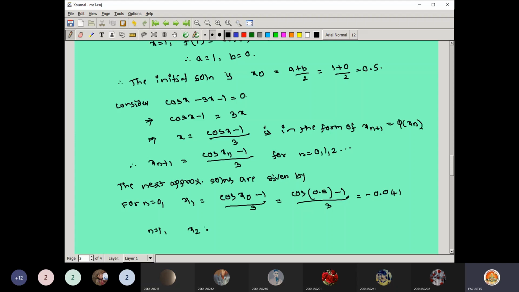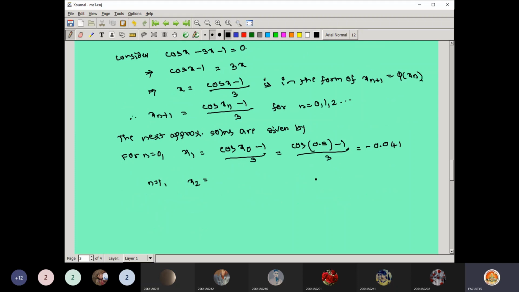So that you are getting x2 equal to left side. In your expression, I am just substituting cos of x1 minus 1 divided by 3. This is cos of your x1, so it is minus 0.041 minus 1 divided by 3. Again you are using the divided by symbol. So this becomes, you just write down the values, minus 0.041.